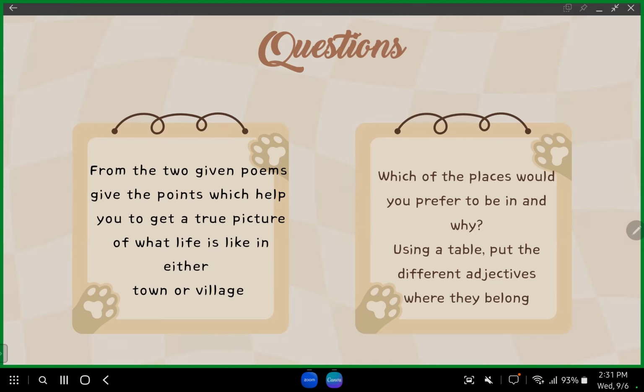I think from the two poems, most of you can understand that in a town, life is always busy. It never stops. Everybody is moving, everybody is hustling. In a village, there's never ending work. When I say never ending work, I mean there's never ending working on farms. There's always something to clean, always something to do.